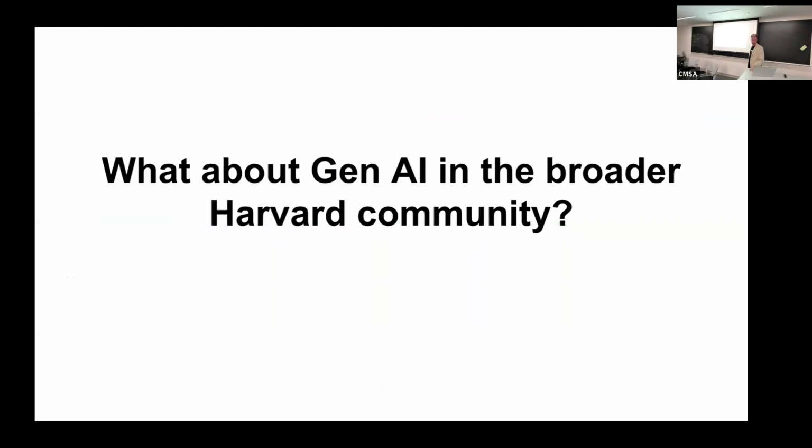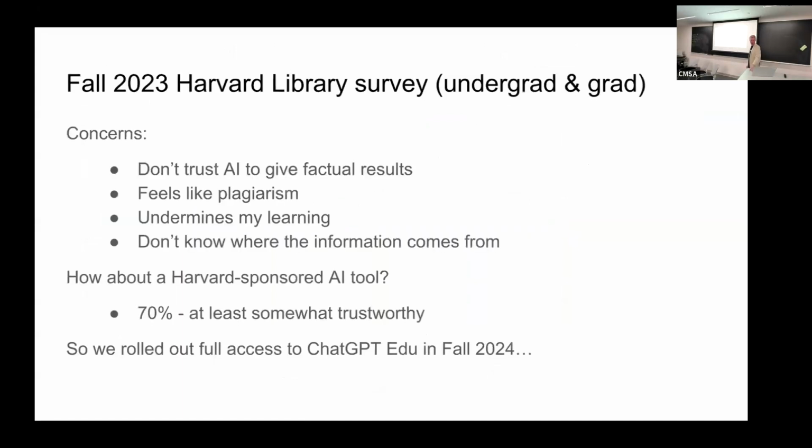Just a few more comments here, and then I will turn over my time. What about generative AI in the broader Harvard community? A year ago, the library did a study, and there were lots of results here. I think the most interesting one was the obstacles that prevented students from choosing to use generative AI were not trusting that it's giving factual results. It feels like plagiarism. It undermines my learning if I do this. It's a shortcut for learning. And it doesn't cite. Now, that's changed somewhat, but you don't know where the information is coming from.